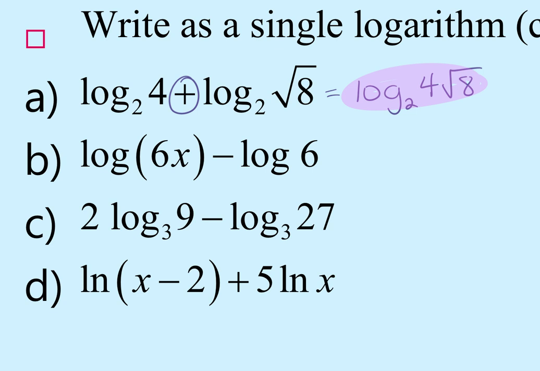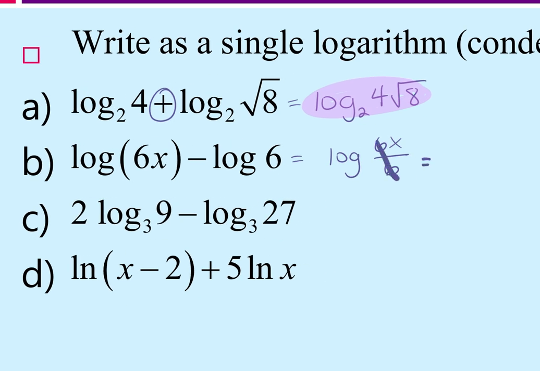Then for B, I get minus: log of 6x minus log of 6, and that becomes log 6x over 6. Now that can get simplified, right? Because these literally cross out. So you get log of x. If it just says condense without simplify, I would take either answer. If it says simplify, then you would need to do the second one.